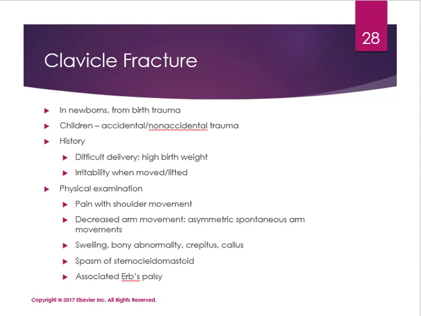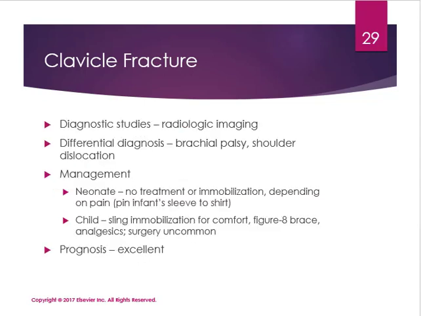So our history is important to assess for difficult delivery. Was there a high birth weight? Is there irritability when the shoulder and the clavicle area is moved or lifted? On physical exam, you're going to be looking for pain with shoulder movement, any decreased arm movements, if there's asymmetrical arm movements, any swelling, any bony abnormality, crepitus, if you can palpate a callus, if you see any spasms of the sternocleidomastoid muscle, and if there's been any issues with Erb's palsy.